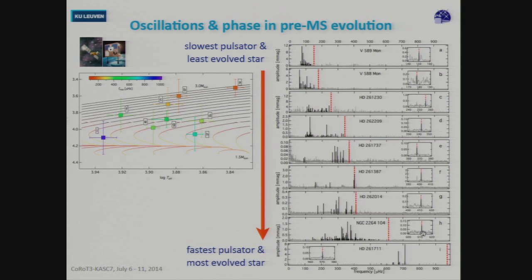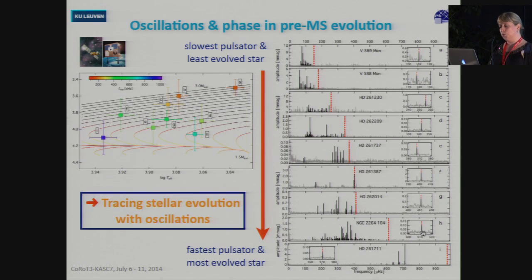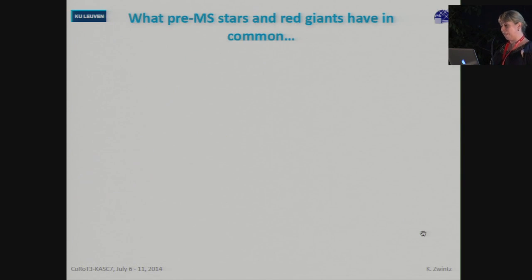So this means that the slowest pulsator is the least evolved pre-main sequence star, and the fastest pulsator is the most evolved pre-main sequence star. This means that we could use the oscillations of pre-main sequence stars to trace stellar evolution, which is very exciting and what I was always looking for.